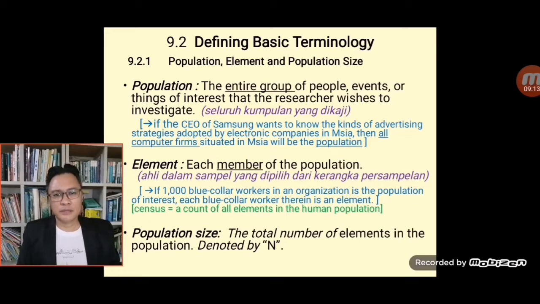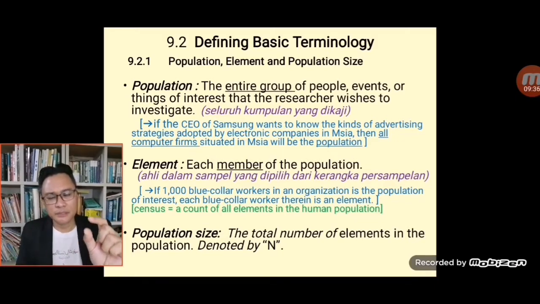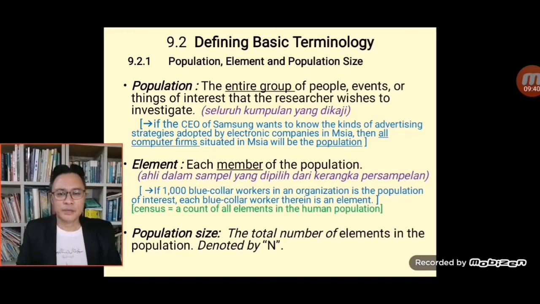Alright. Dia tengok dia punya tajuk. Youth awareness. Javanese youth awareness towards Javanese language. Tu tajuk of the particular research. Jadi dia punya population Javanese youth. Youth ada banyak, tapi specifically Javanese youth who live in Malaysia. Tu population.